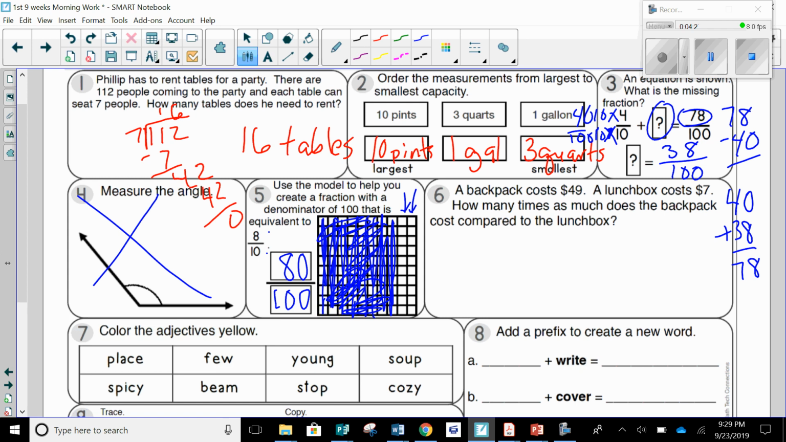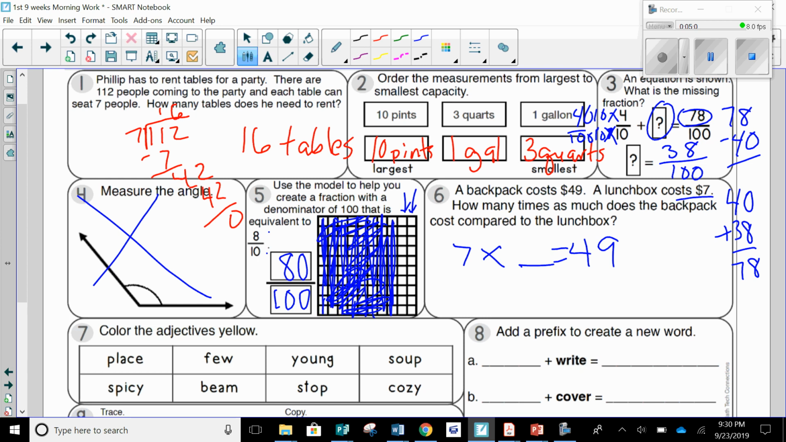Okay. All right. Number 6 says a backpack costs $49 and a lunchbox costs $7. How many times as much does the backpack cost compared to the lunchbox? So what that means is I'm going to have to take 7, which is the cost of the lunchbox, times something to give me 49, which is the cost of the backpack.